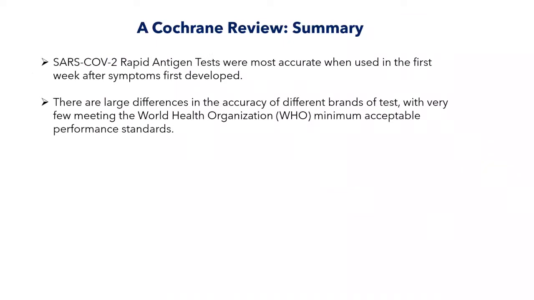This updated systematic review was published in March 2021, and they summarized that rapid antigen detection tests were most accurate when used in the first week after symptoms first developed. This is likely to be because people have the most virus in their system in the first days after they are infected. There are large differences in the accuracy of different brands of tests, with very few meeting the World Health Organization minimum acceptable performance standards.